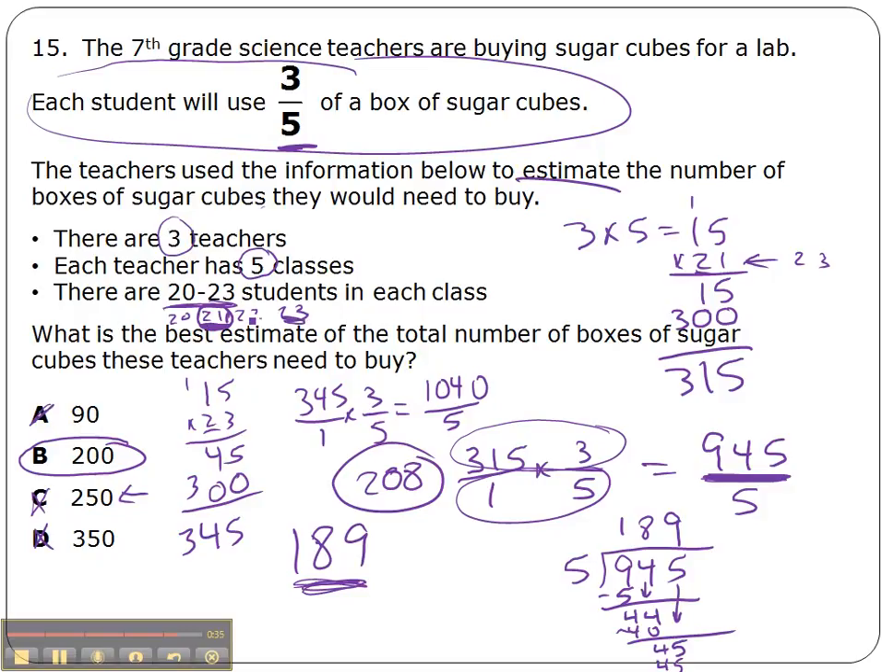But you know, if there are 20 to 23 students in each class, you're not going to have the maximum number in each class. You're going to have less than 23 in some of the classes. So the answer choice that's closest, even if we look at the mid-range and the high, is going to be answer choice B. Okay, we'll pick up the review with problem 16 on the next video.